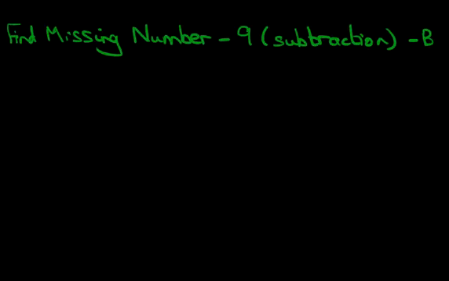Now suppose we have this question where we're trying to find out the number to the left. So we have something minus 2 equals 6. Something minus 2 equals 6. Now how are we going to do this?